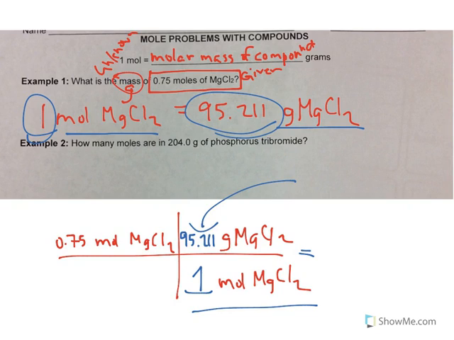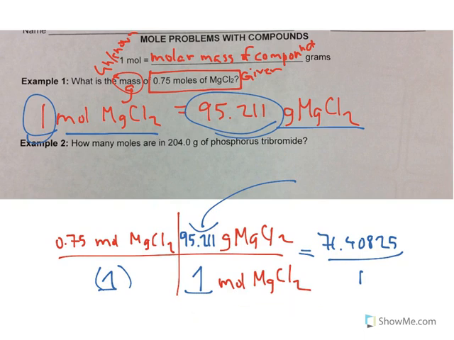So we're going to take 0.75 times 95.211, and that's going to get us 71.40825. And then this box, remember, we always think of as a 1. So we have 1 times 1 on the bottom. That's just going to be 1. So when we divide this out, we should end up with the answer being 71.40825. And if this was math class, we would leave it like that.